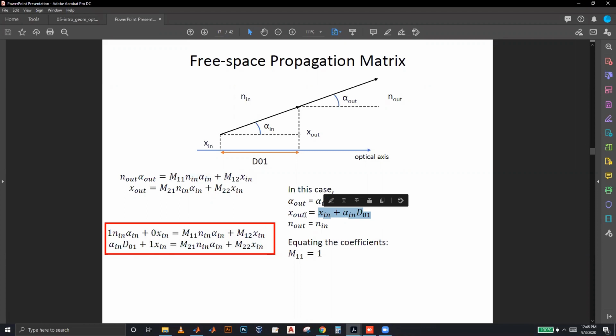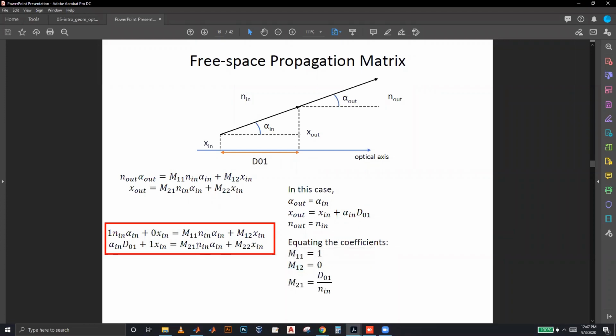I'm basically equating the X out with this X out, and the alpha out with this alpha out, right? So if I equate the coefficients of the equations, I get M11 equals 1, M12 equals 0, because I can see that in this equation there is no X in term. Alpha out equals alpha in. There's no dependence on the height. So anything multiplied with X in has to go to 0. So basically M12 has to become 0.